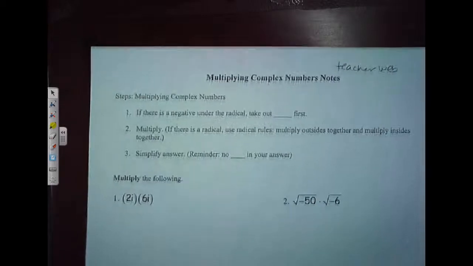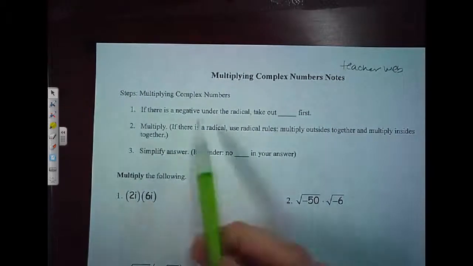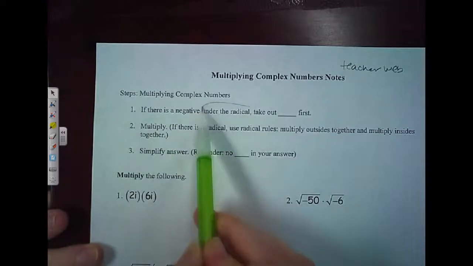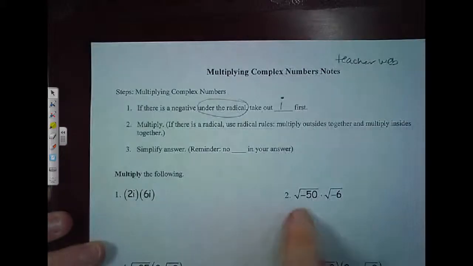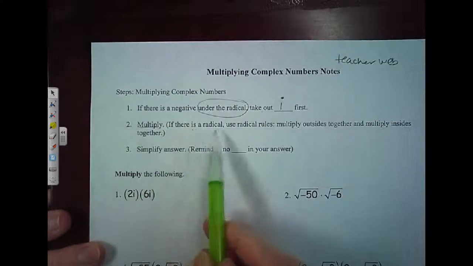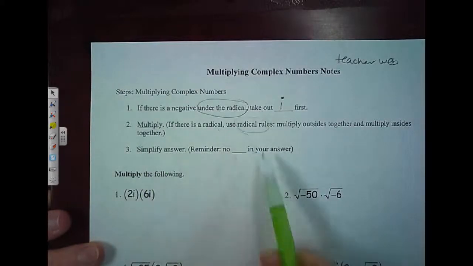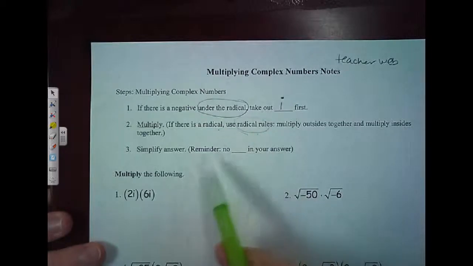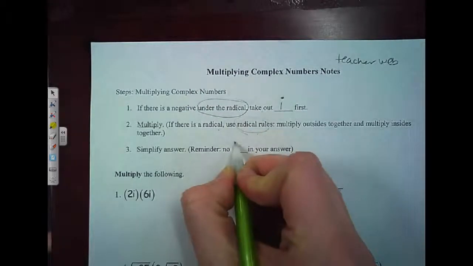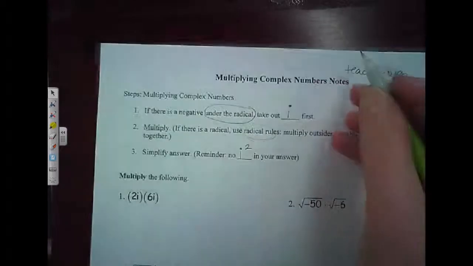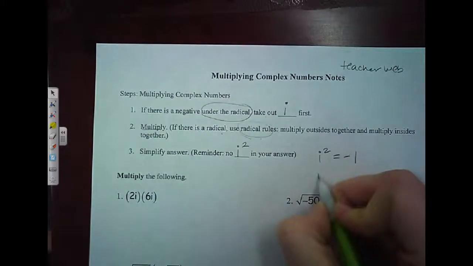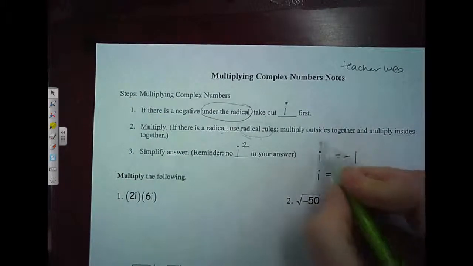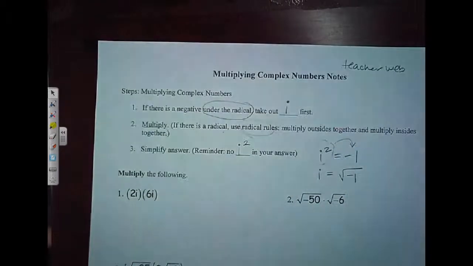Okay, so for multiplying complex numbers, first thing you always want to look for, if there's a negative under the radical, we're going to take out the i first. That's only going to affect ones that start with a radical like this. Then we're going to multiply. If there's a radical, we're just going to use radical rules like we did in the last chapter, and then simplify your answer. And remember, there should be no i squareds in your answer because i squared equals -1 and i equals the square root of -1. So if you have an i squared, you should be changing it to a -1.